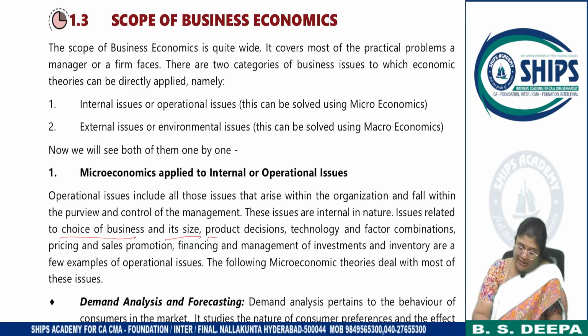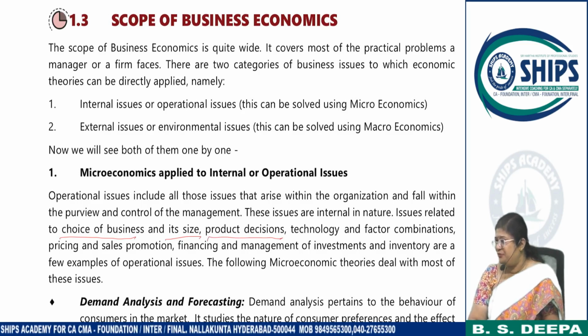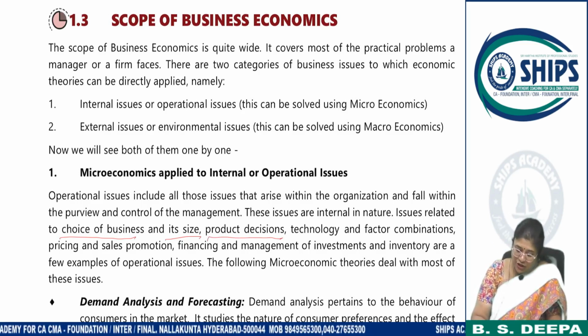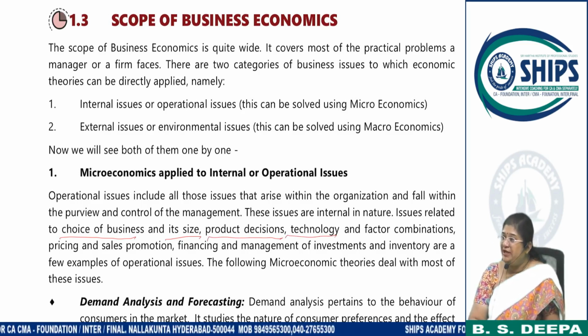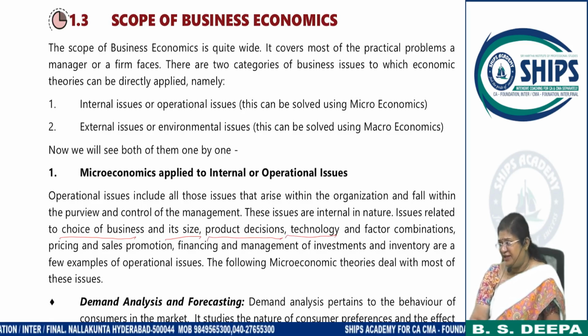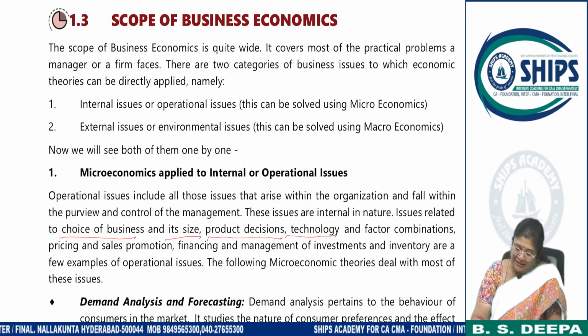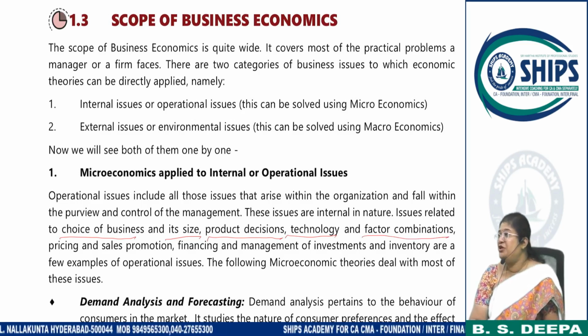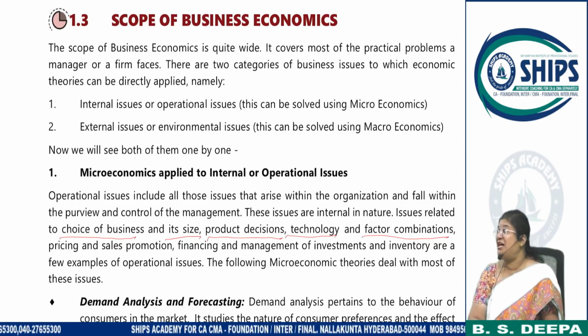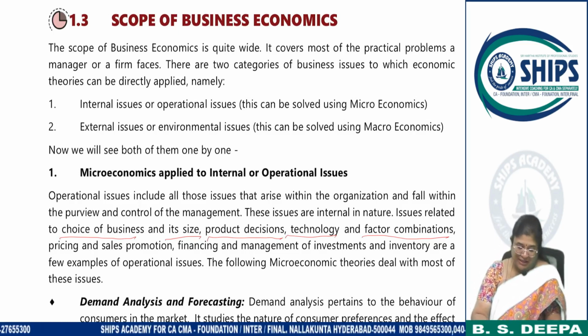Okay. Product decisions. Which product do I have to produce? Technology. Should I go for a labor intensive technique or a capital intensive technique or any other innovative technique? Factor combinations. Should I use more capital with labor? Should I use more labor with capital? What should be the combination of capital and labor? How much land should I use? Those are factor combinations, right?